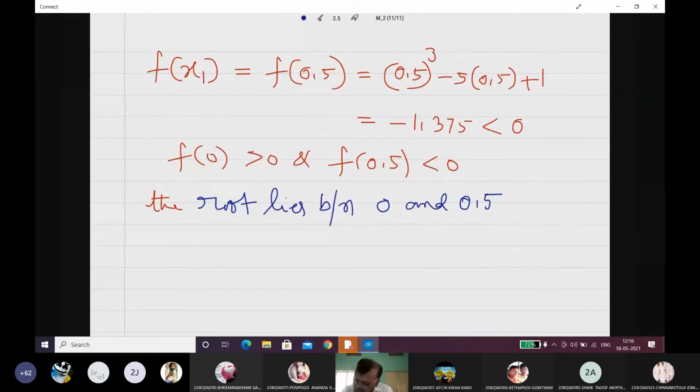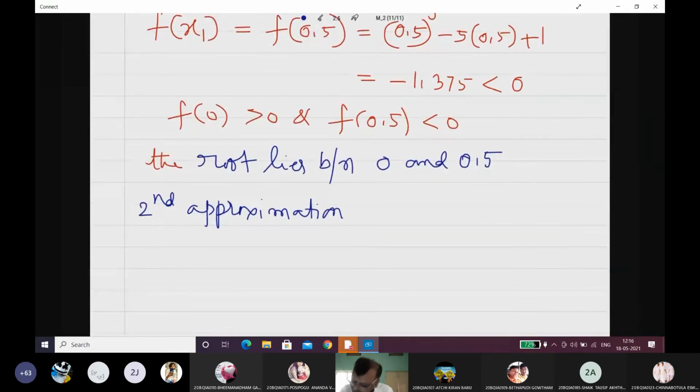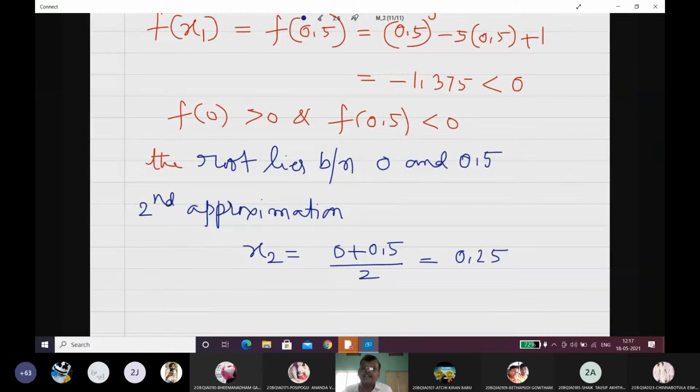Now, second approximation. Very simple technique. x2 is equal to ఈ రెండిటి average. x2 is equal to 0 plus 0.5 by 2. ఎంతనన్నా? 0.5 by 2 అంటే ఎంత వస్తుంది? 0.25. కరెక్టేనా? Yes, sir. Correct, sir. రైట్.